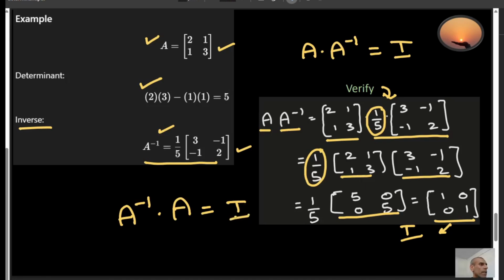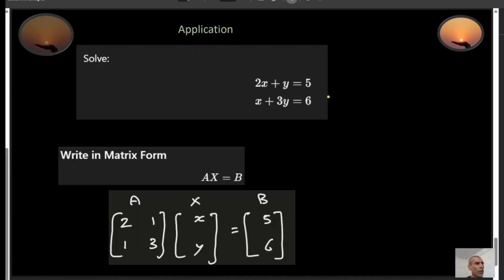So this is your assignment. Now, where do we use these concepts? Well, these concepts can be used in solving equations. This is one of the applications. Suppose you have to solve this equation, 2x plus y equal to 5 and x plus 3y equal to 6. You can write this equation in matrix form like this, Ax equal to b. My A in this case is going to be 2, 1, 1, 3, my x is going to be x, y, and my b is going to be 5, 6.